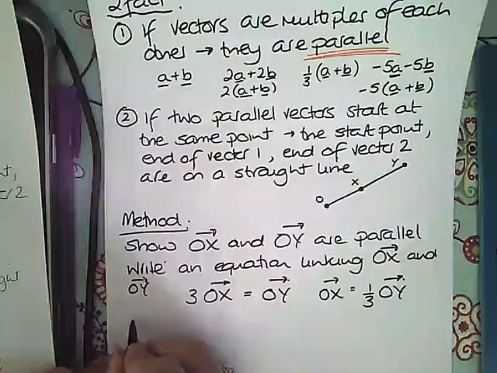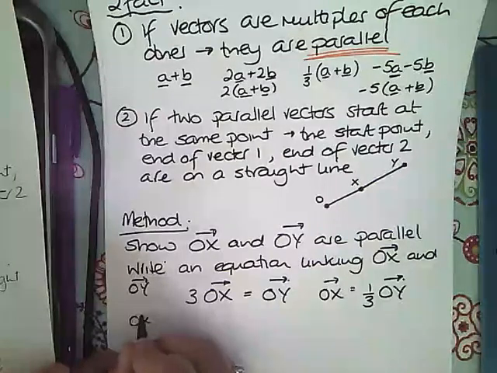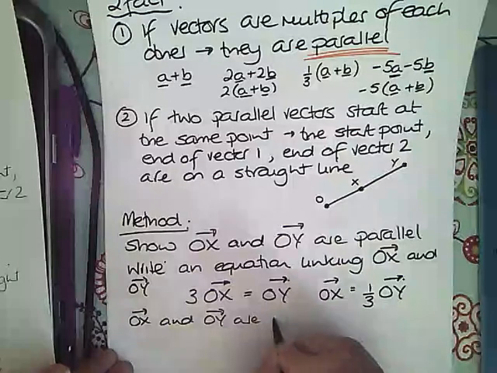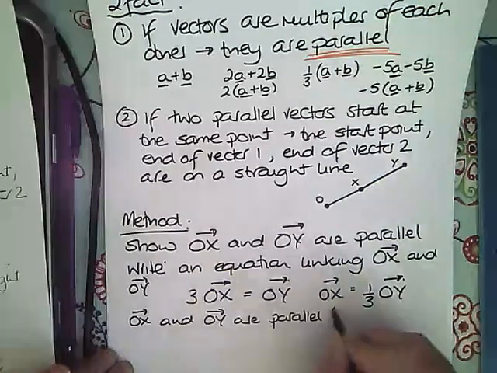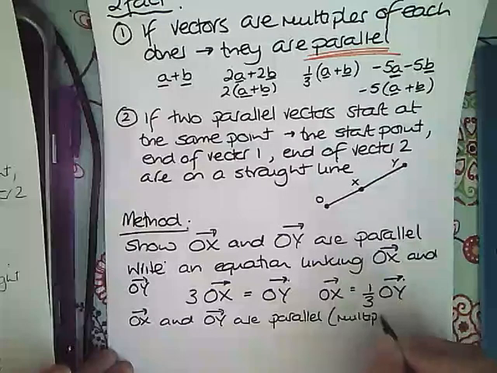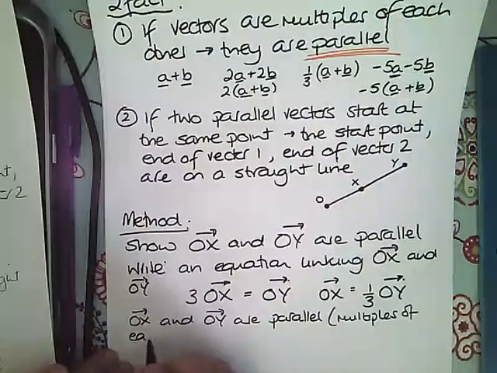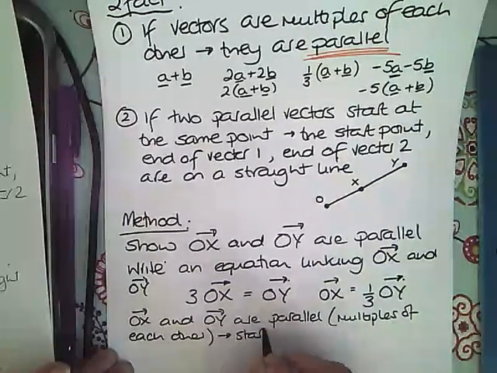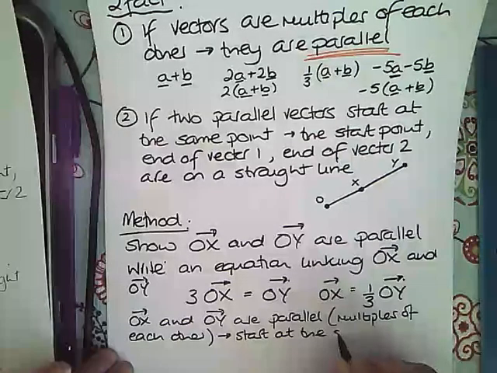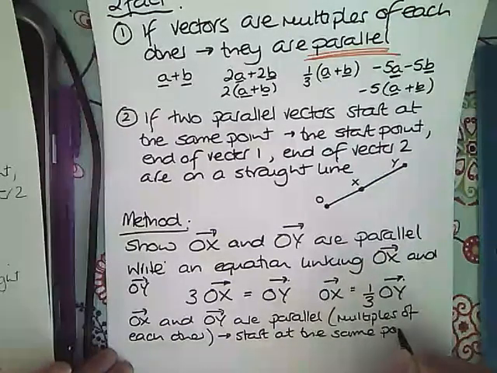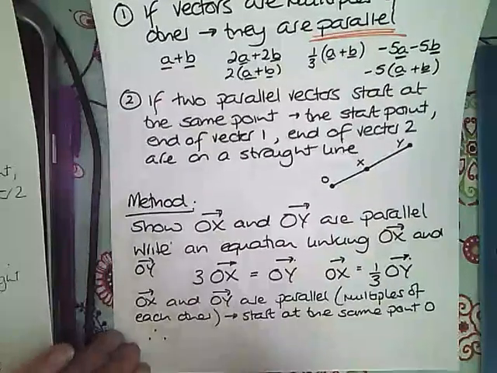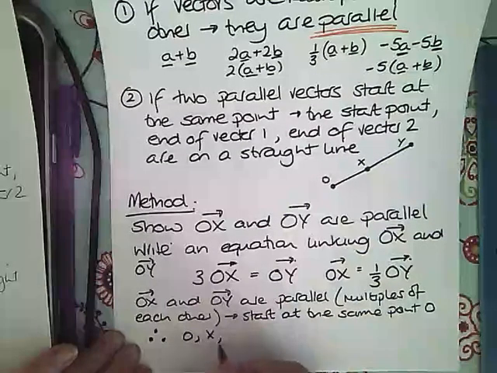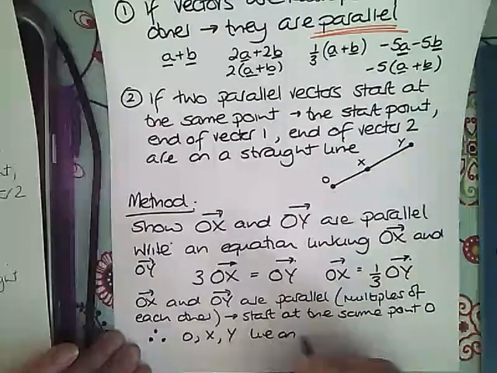So you write OX and OY are parallel. And the reason is the vectors are multiples of each other. Also, they start at the same point. Therefore, remember our little 3 dots, therefore O, X, Y lie on a straight line.